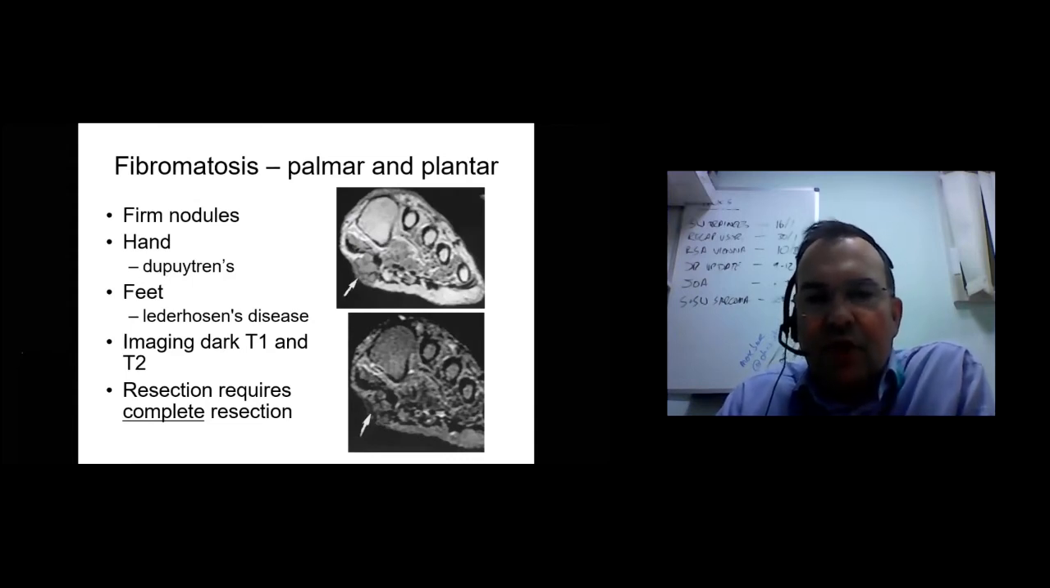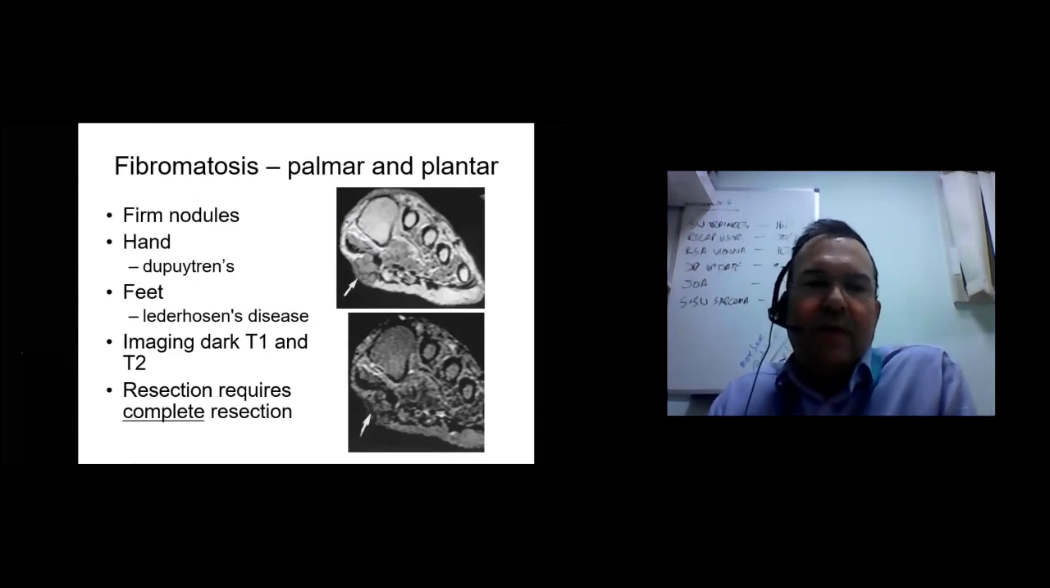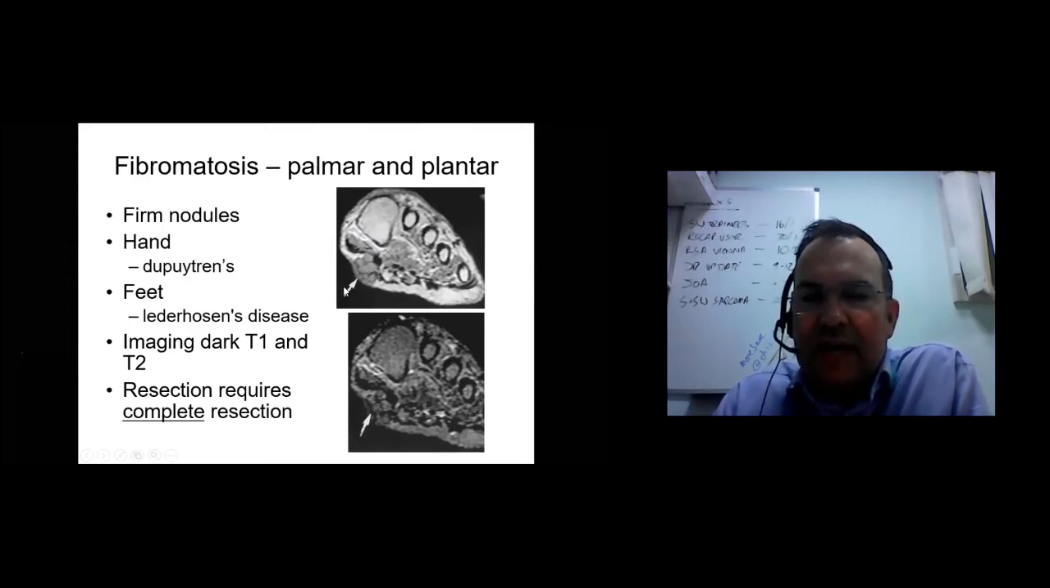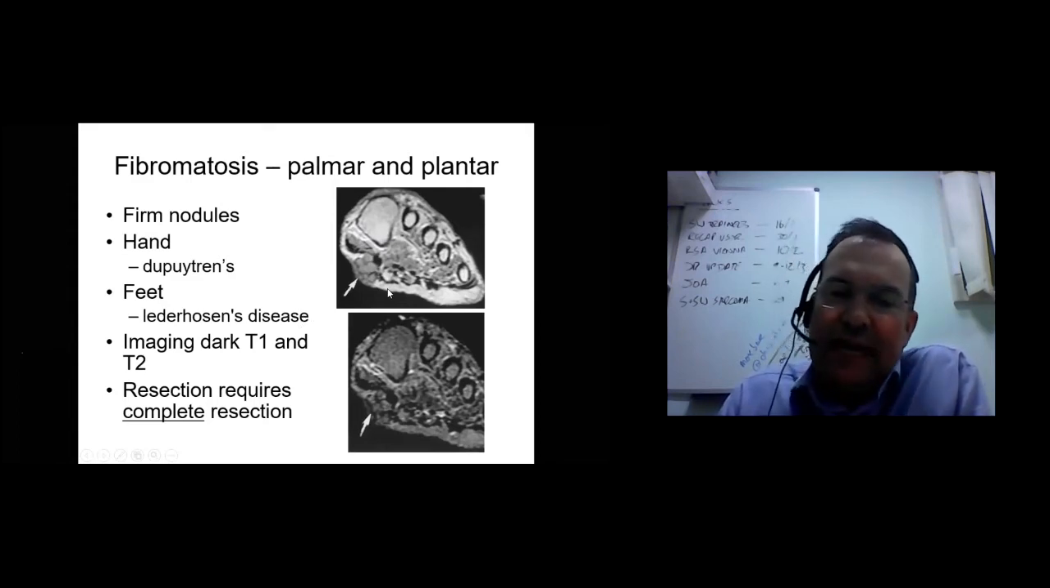So here's fibromatosis. You'll all have seen this in the outpatient clinics. You get these firm nodules often arising on the sole of the feet or the palm of the hand. They'll be dark on T1 and on T2 imaging. And if you are going to resect these, they do require complete resection with a margin. They've got a very high rate of recurrence. And of course, surgery unfortunately can make the situation even worse. So we treat these very, very carefully. We'll ask for advice from our oncology colleagues as well to see if there's any other treatment options available.